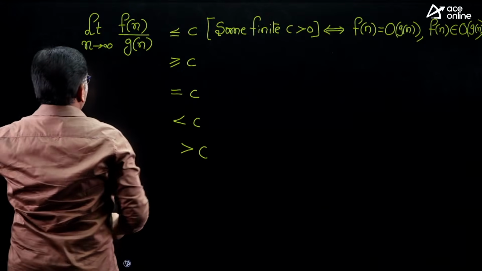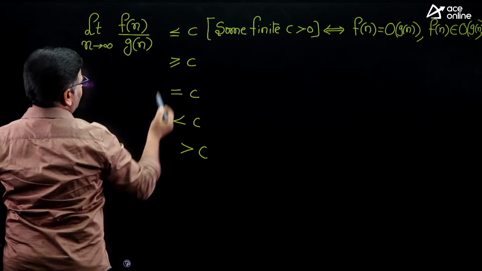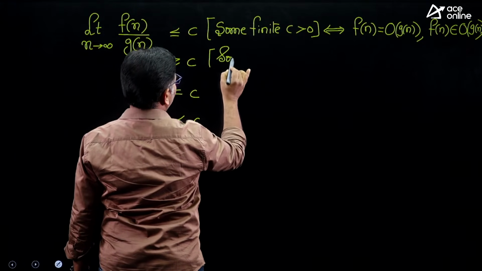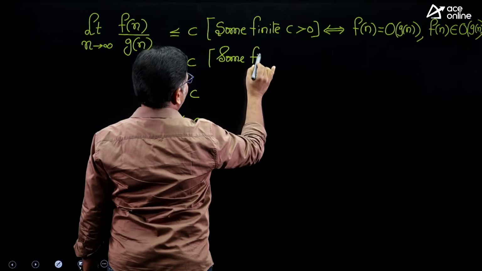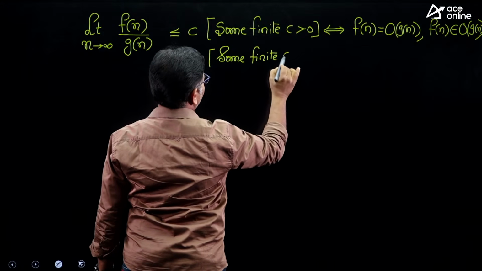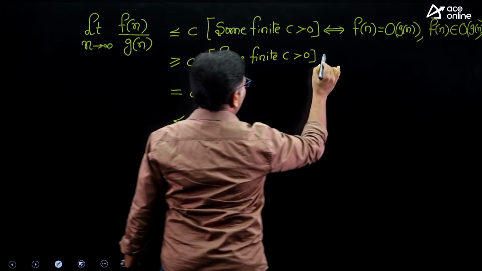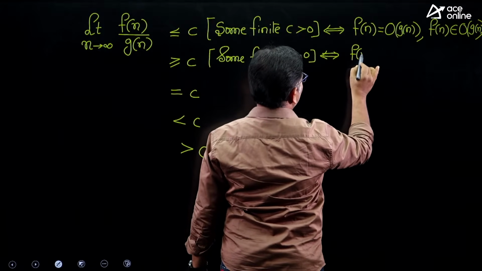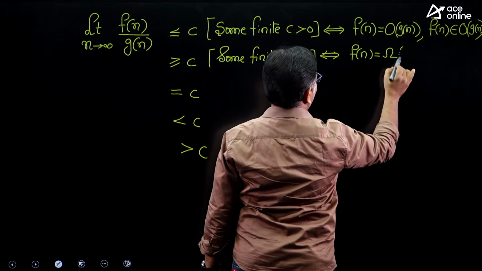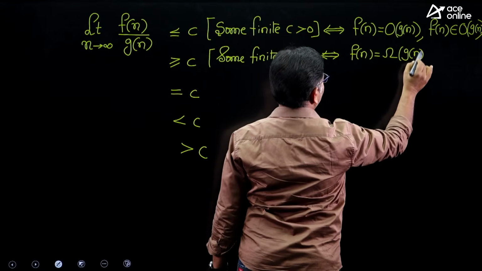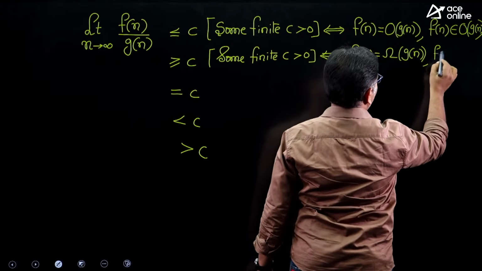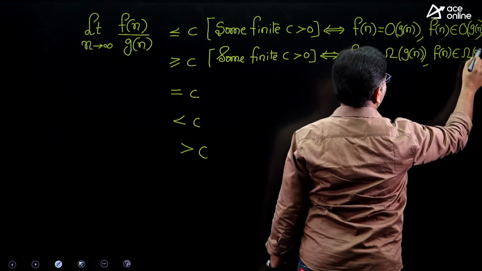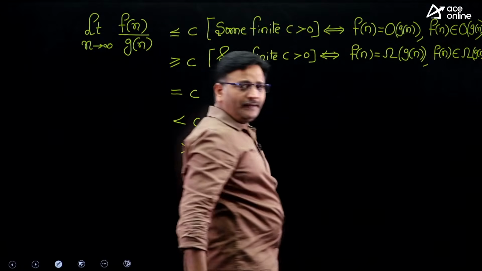Next one, suppose it is greater than or equal to c. Here also we use some finite c greater than 0. If and only if this condition holds, f of n is equal to omega of g of n. We can also write it in short format with the belongs symbol: f of n belongs to omega of g of n. You can remember it like that.